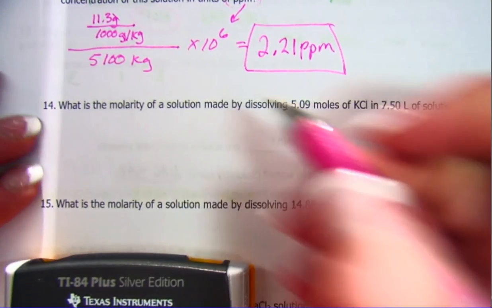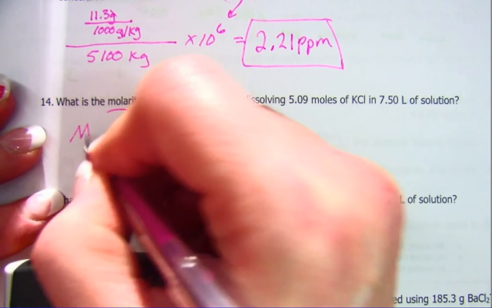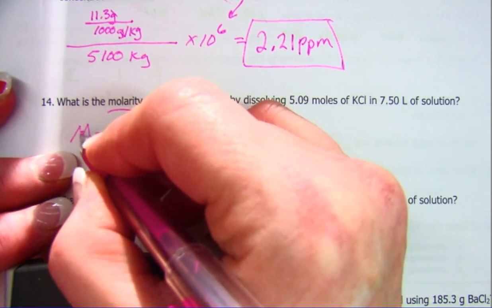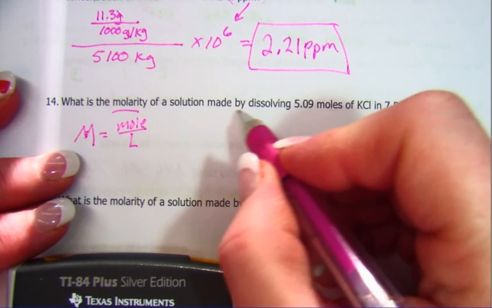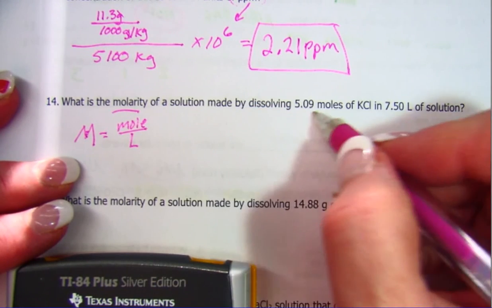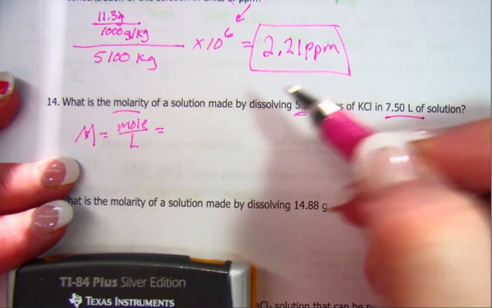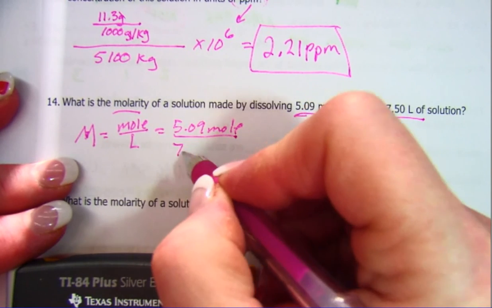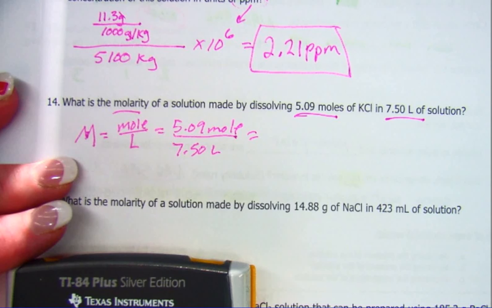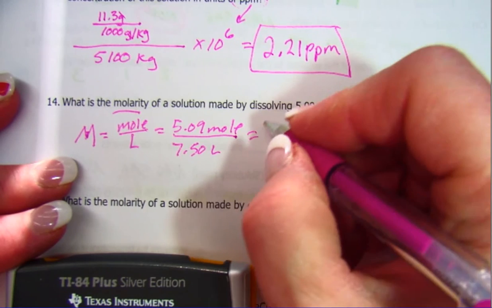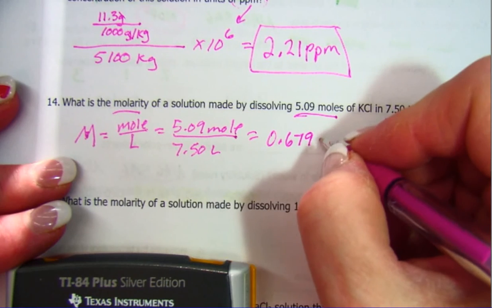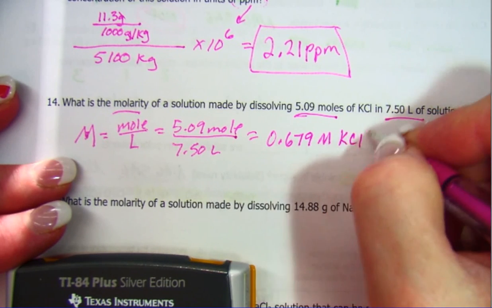All right, next one. What is the molarity? Remember, molarity is the capital M with mole on top and the liter on the bottom. So we're trying to find big M. We've been given moles, and we've been given liters, and we just plug in 5.09 moles divided by 7.50 liters. 5.09 divided by 7.5, and we end up with 0.679 capital M of KCl.